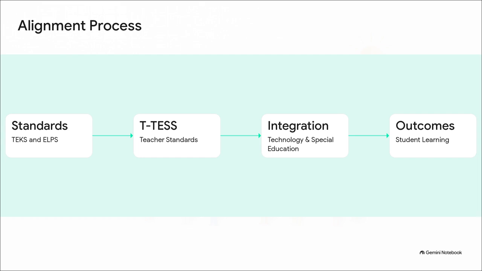Planning starts right at the top with our standards, the TEKS, and flows naturally into our language standards, the ELPs. From there, we align with teacher standards like T-tests, we weave in technology and special education frameworks, and finally the whole shebang funnels directly into real student learning. Effective planning is really this beautiful intersection of all these instructional frameworks.